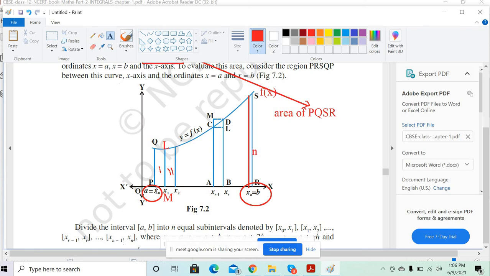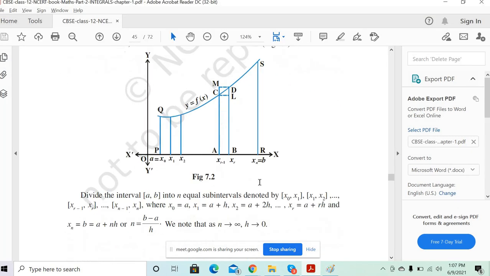So basically, we have divided the region between the limits a and b into n very small rectangles of very small width. Then we will add all the areas of the rectangles, so that it will give you the area of the entire PQSR, isn't it? Yes, sir. Excellent. So that's what we have been doing here.